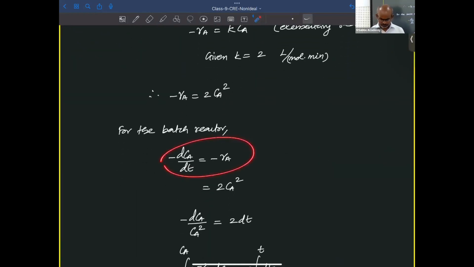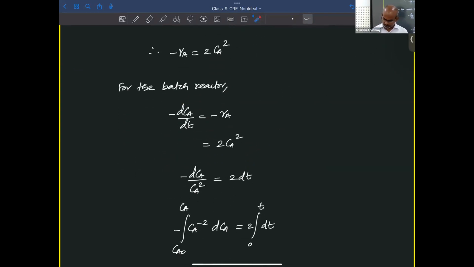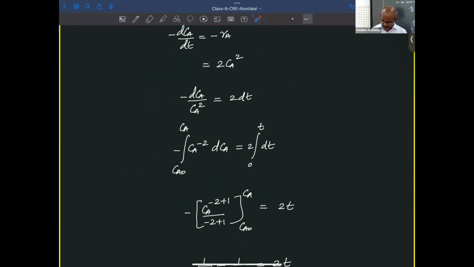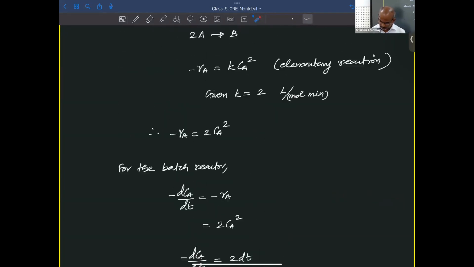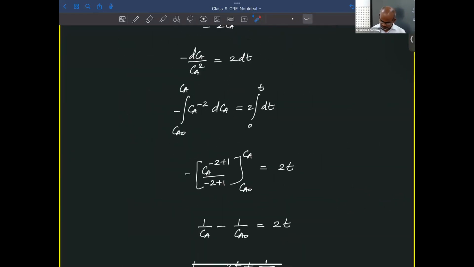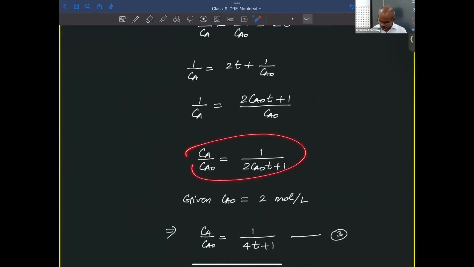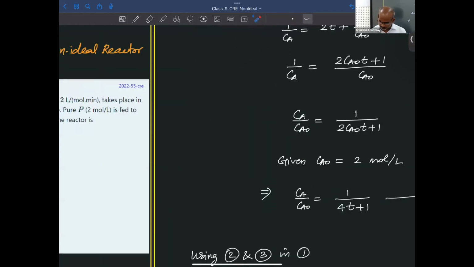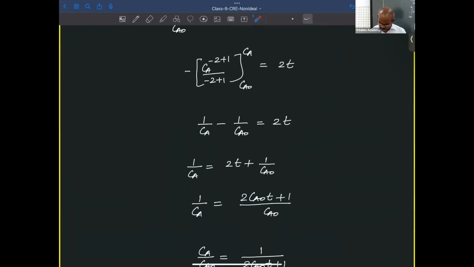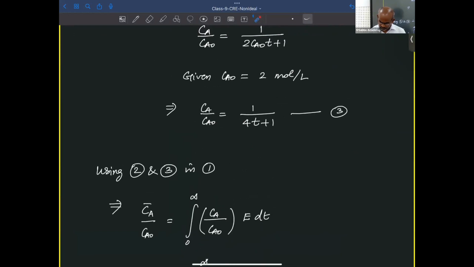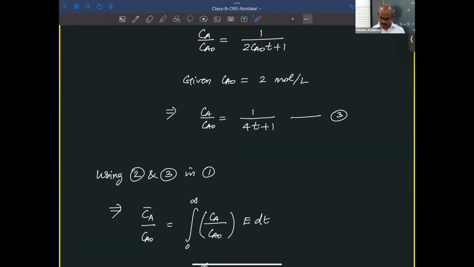For the batch reactor, minus dCA by dt equals minus rA, which is 2 CA squared. You can integrate that and get CA by CA naught in the form 1 by K CA naught T plus 1. K is given as 2, and CA naught is given as 2 mole per liter. So CA by CA naught is now available as a function of time.